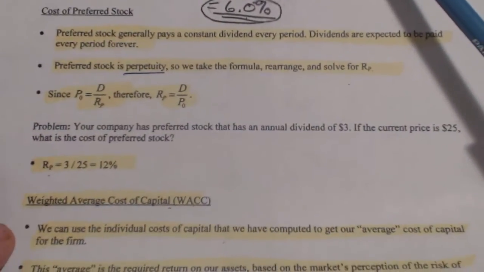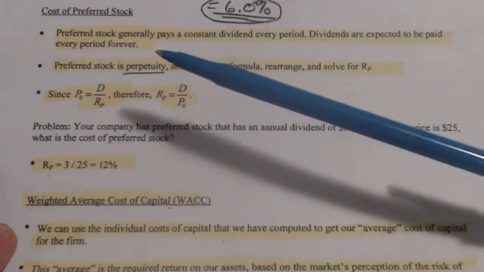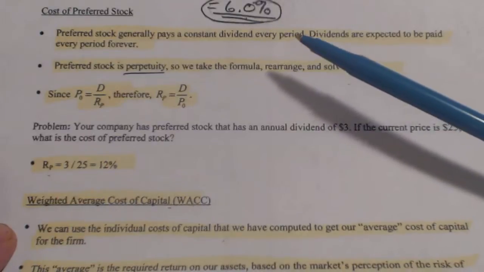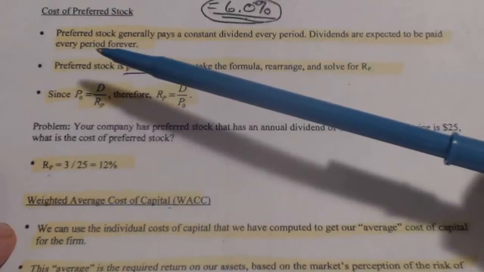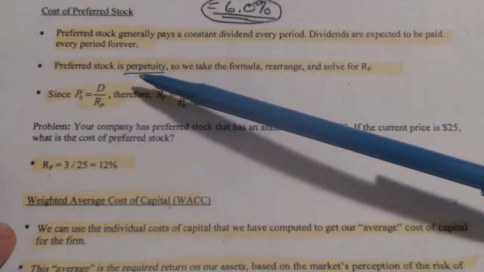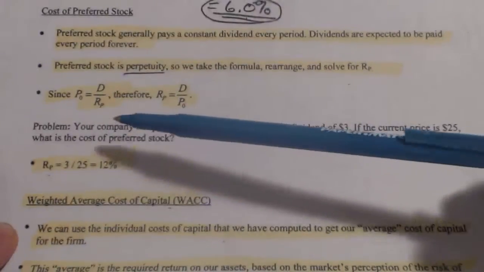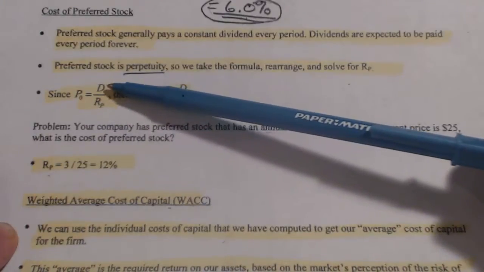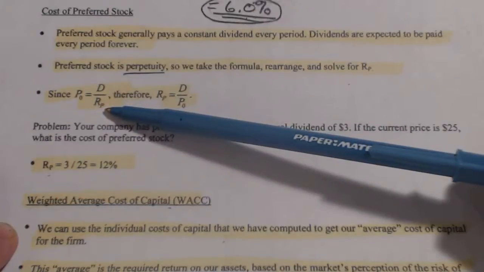The cost for preferred stocks. Preferred stock generally pays a constant dividend every period, so there's no growth rate to consider. Dividends are expected to be paid every period forever. Preferred stock is a perpetuity. So we take the formula, rearrange it. Remember, basically, it's almost the same. For perpetuity, it's P0 equals D, because there is no D0, D1, they're all the same, over RP.